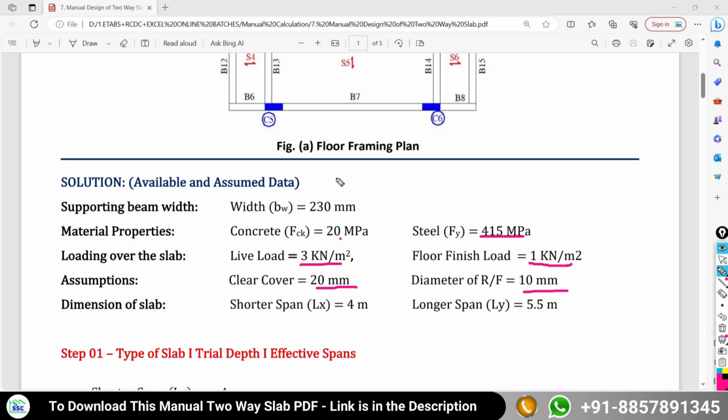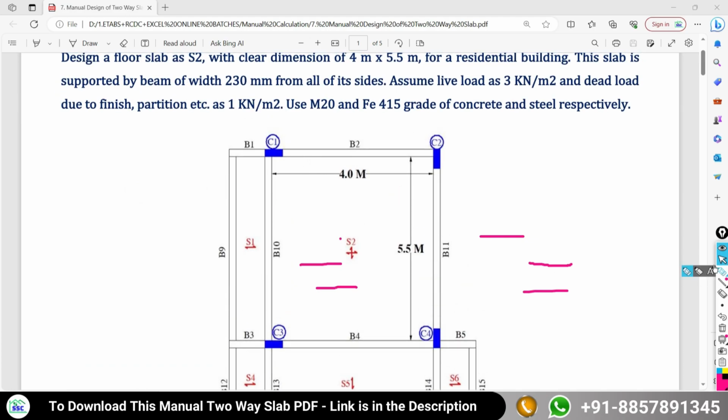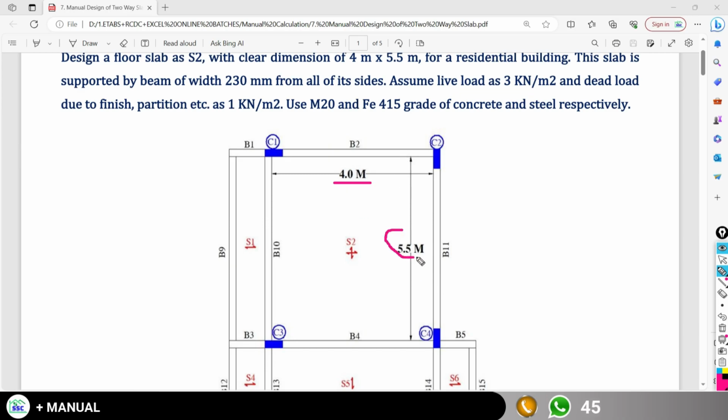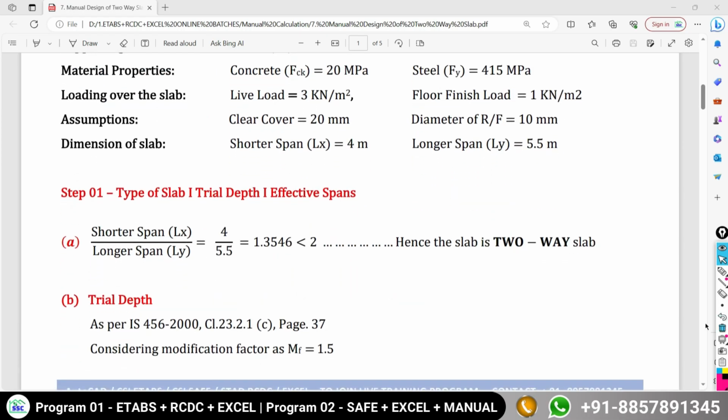The clear dimension of this slab is 4 meter and 5.5 meter as given in this framing plan. The width of this floor slab is 4 meter and the length of this slab is 5.5 meter. Always the shorter span you have to consider as width, and the longer span as length. With all of this given data we are going to start the design, and before starting we first have to decide whether it is a one-way slab or two-way slab.